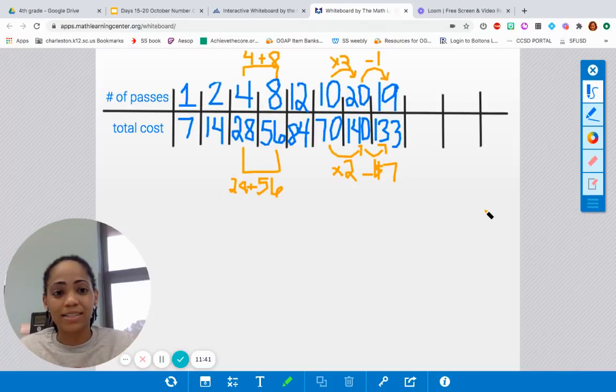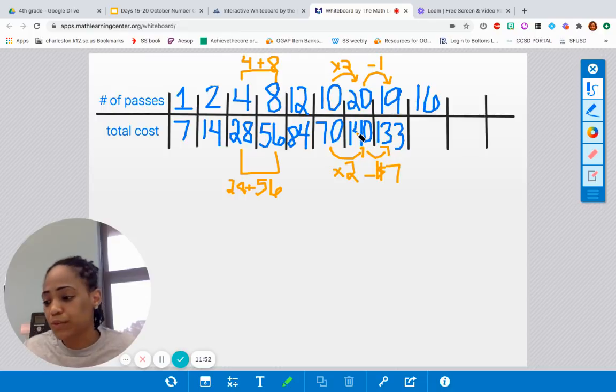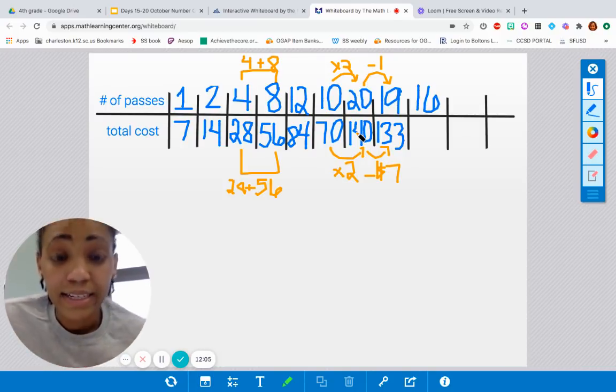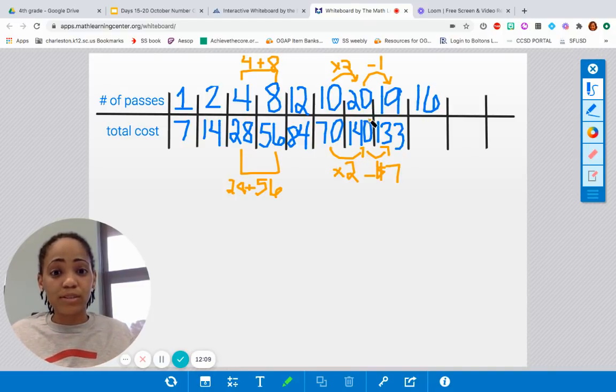Yikers! Take a moment, pause this video so that you guys can work through how you might solve the cost of 16 passes. What could you use from our ratio table to help you figure that out? Pause this video. All right, so you're back. So how can I figure it out? What can I use?